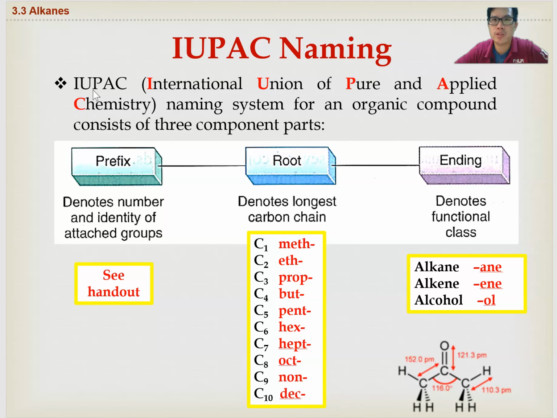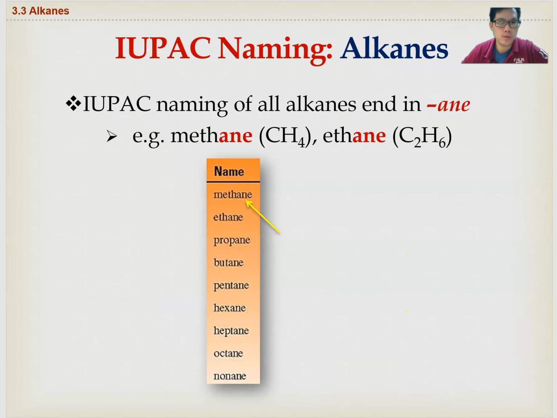Usually we need to have the prefix, which denotes the number of the attached groups, the appendix. Then the root depends on how many carbons there are, and the ending depends on what kind of groups are there. Let me give you examples. Naming alkanes always ends with -ane. If it's an alkane, which only contains single bonds, we always end with -ane.